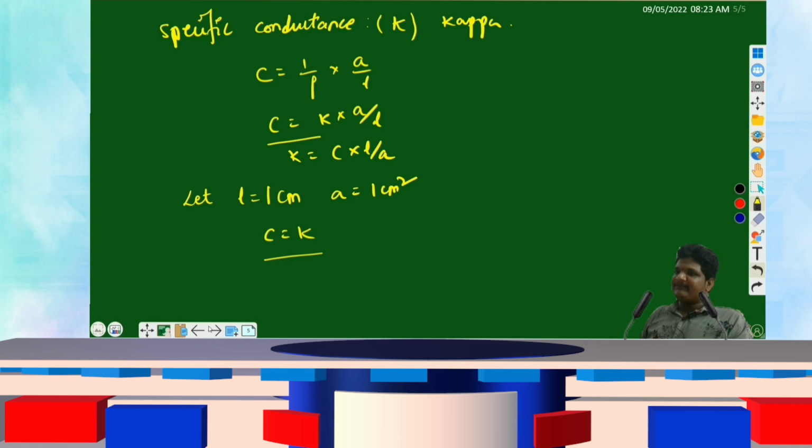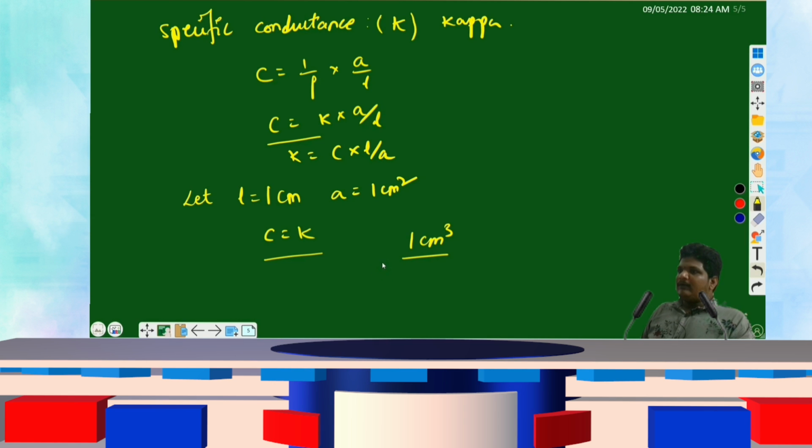So this is the significance of specific conductance. What is conductance? Conductance is nothing but the conducting power of all the ions present in the electrolyte solution. What is specific conductance? The conducting power of all the ions present in the 1 centimeter cube of electrolyte solution. Getting my point? So this is the specific conductance.